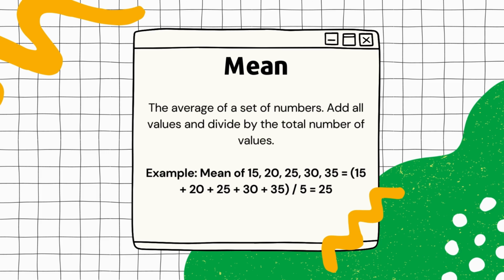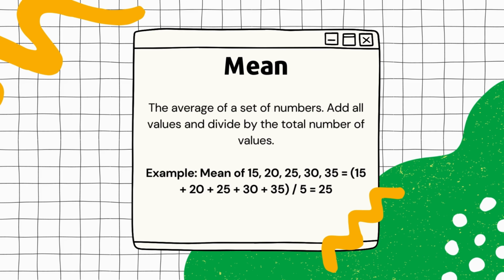So you say 15 plus 20 plus 25 plus 30 plus 35, and you divide that by 5, and you get 25. Right, students? So when we add 15 plus 20 plus 25 plus 30 plus 35, we will get 125 as our answer. And this answer, we divide by the total number of values, and we had 5 values here. So when we divide 125 by 5, we get 25.